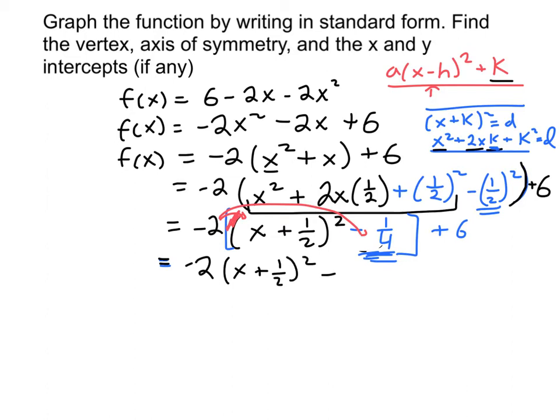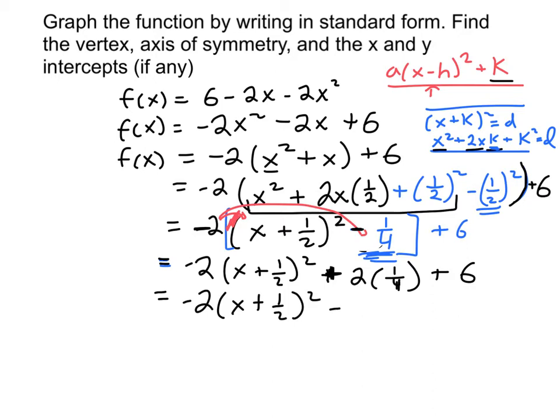And then I'll have this minus 2 times 1/4 plus 6. Oh, plus 2, because this was minus and that's minus. Minus 2 times minus 1/4 is plus. Okay, so this is negative 2, x plus 1/2 squared. Okay, 2 times 1/4 is 1/2, right? The 2 cancels and that becomes a 2 on the bottom. Okay, plus 6. 6 is the same as 12 halves, right?